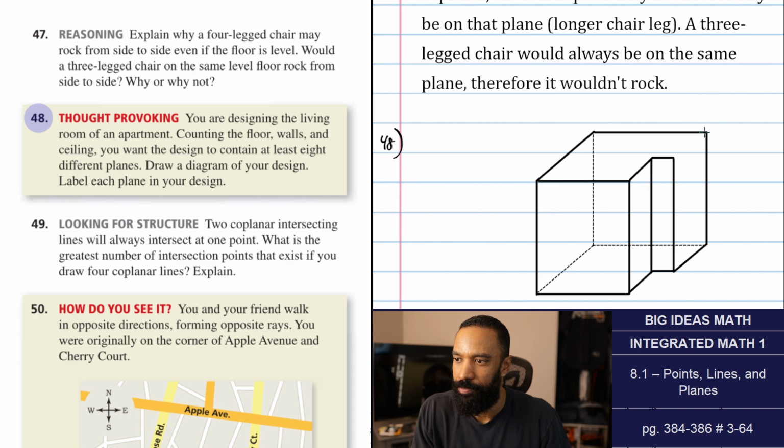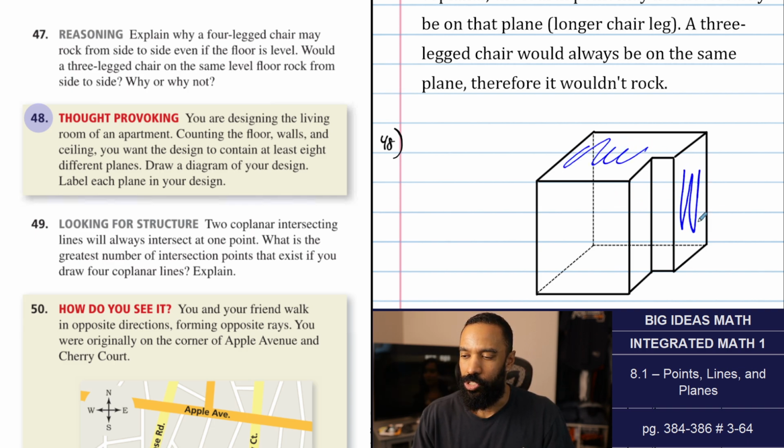We have the top one. This is 2, 3, 4, 5, 6, 7.